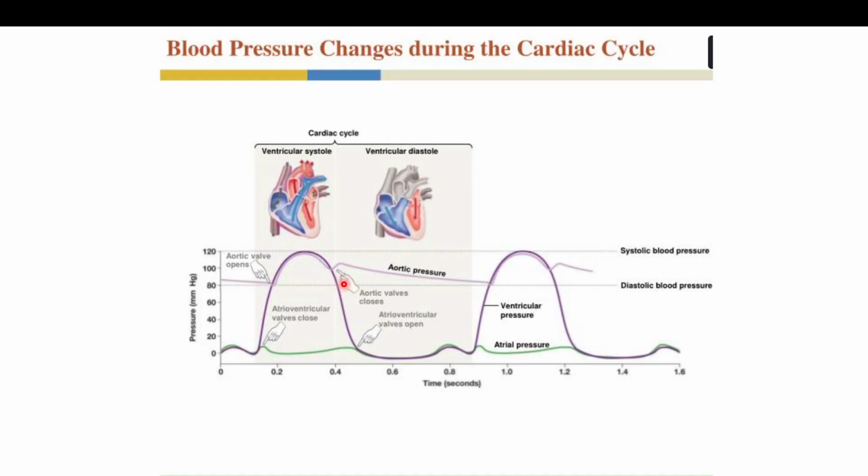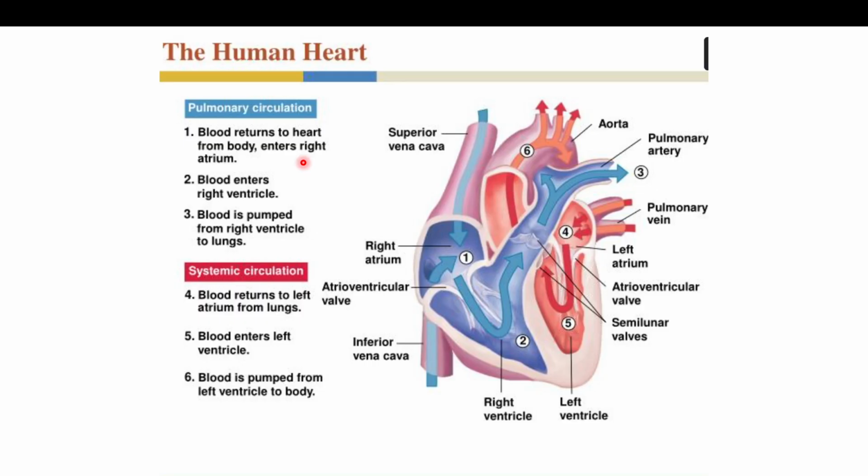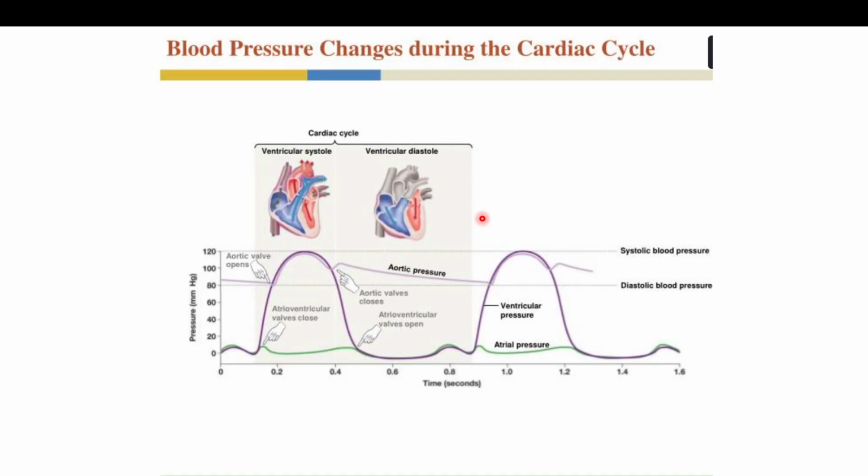aortic valve closes. Then if we talk simply about the aortic pressure here, this part, where it is pumping out pure blood or oxygenated blood from the heart to the rest of the body. Okay. So if we talk about the aortic pressure here, first the aortic valve opens, suddenly the pressure increases, and then once it closes, there is a slight decrease in the overall pressure.